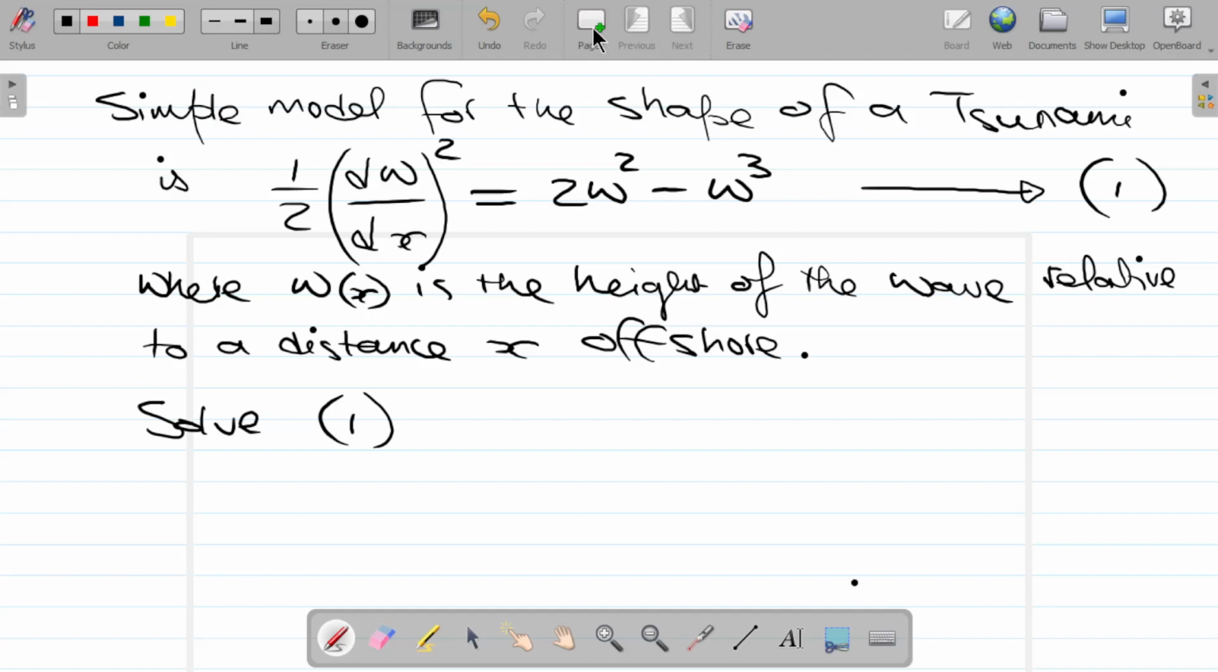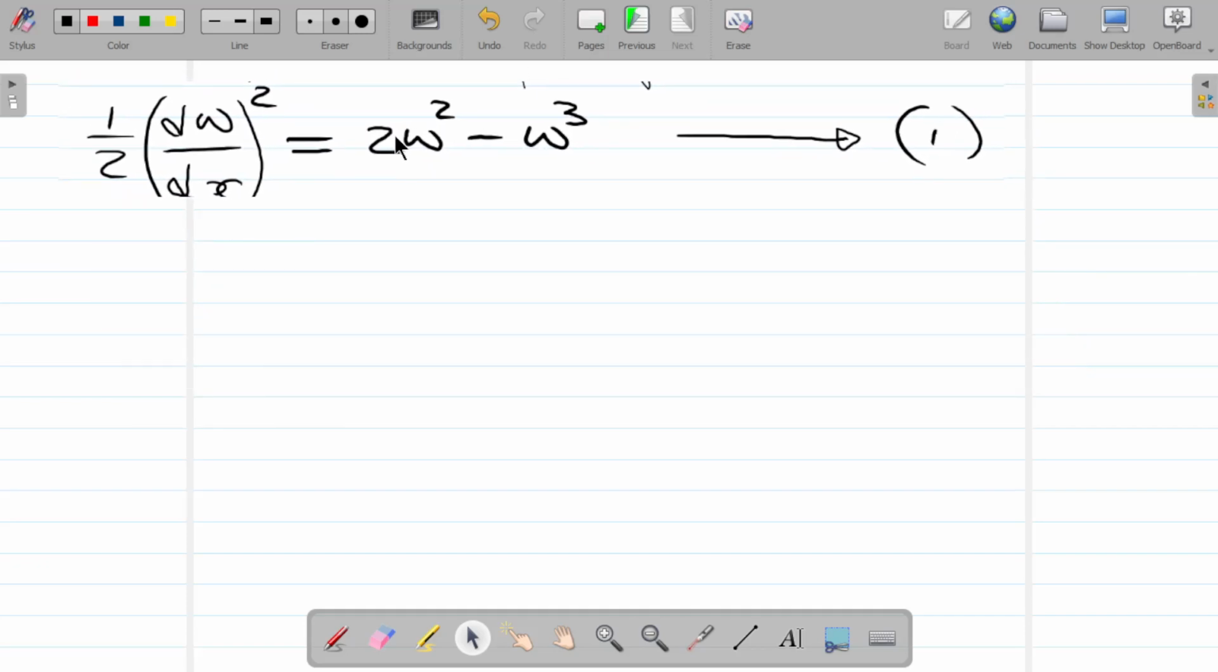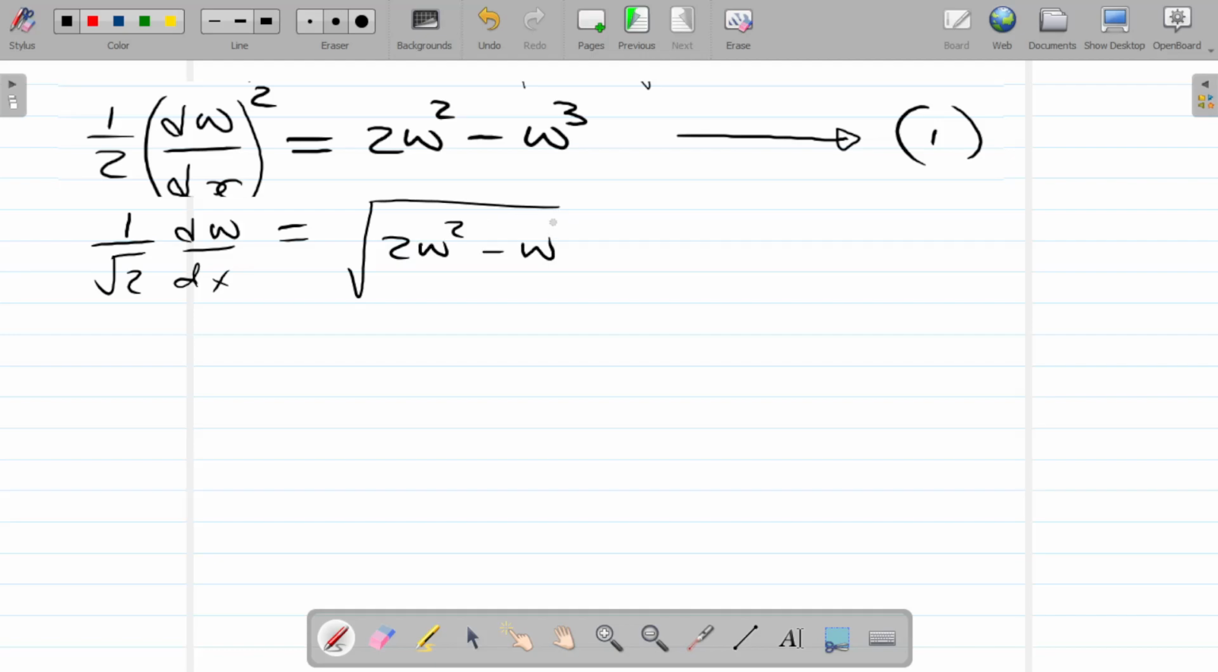I'm going to start on another page. At this stage, I'll just cut and paste equation 1, and then I don't have to rewrite it out again. We'll move that there and make a start. What I'm going to do is take the square root of both sides of equation 1 so that we get 1 over the square root of 2 dw by dx, and that's equal to the square root of 2w squared minus w cubed.